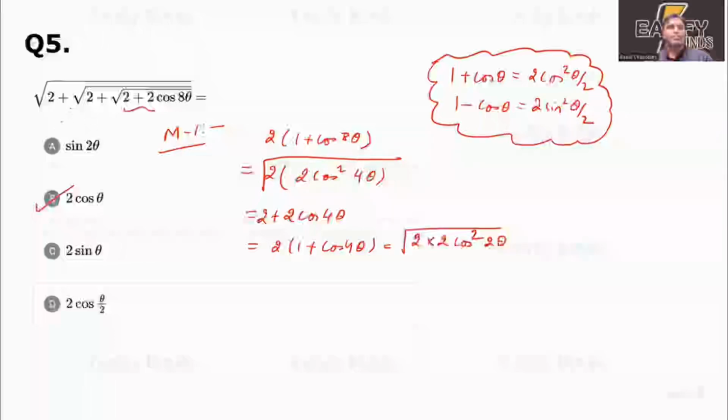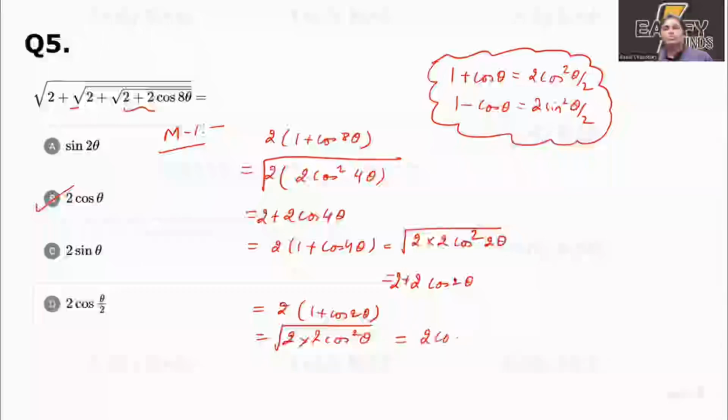But again the second root is there. So it gives 2 cos 2 theta, and again the outside 2 is there. Let's take 2 common: 1 plus cos 2 theta, which is 2 cos square theta by 2. So 2 theta half is theta, and with the root, this is 2 cos theta. Option B. So this is one method, the traditional method.